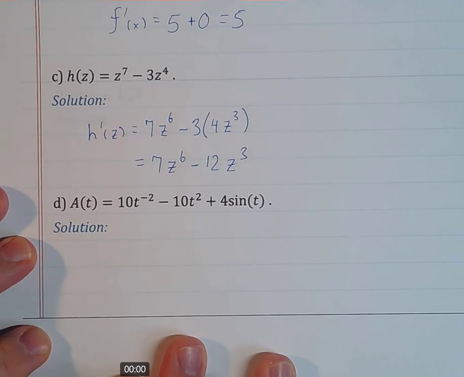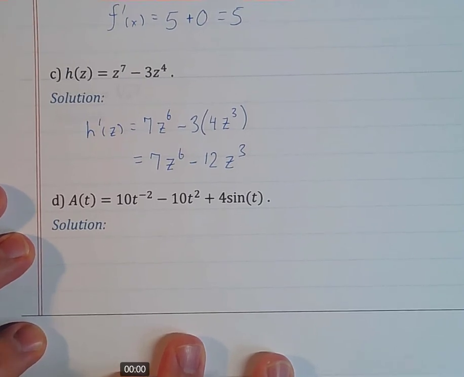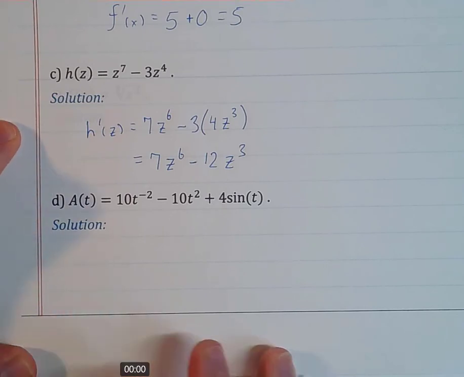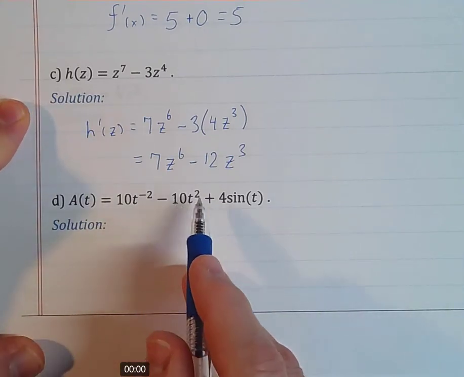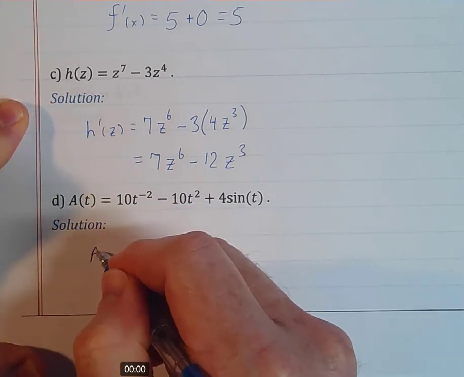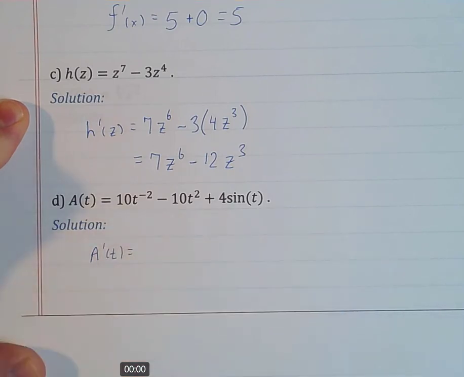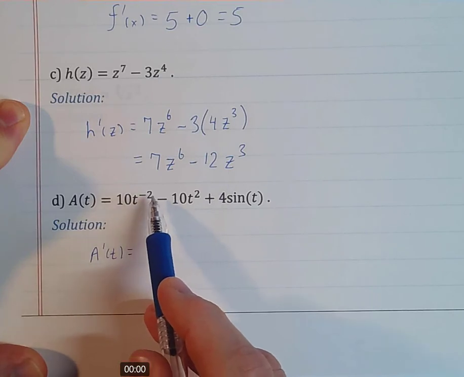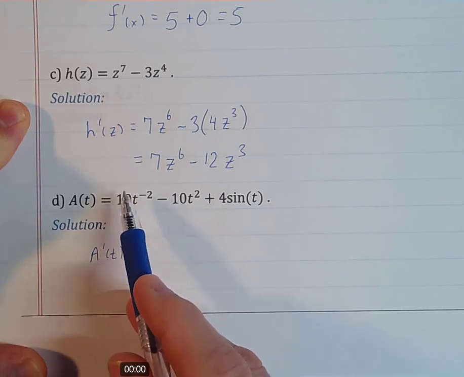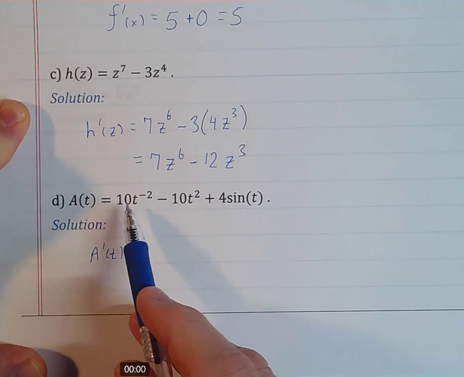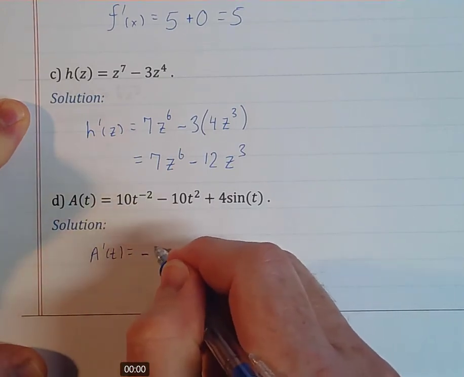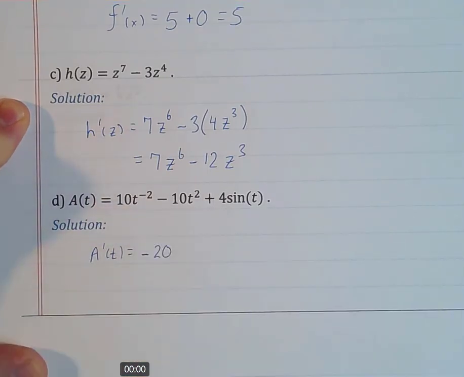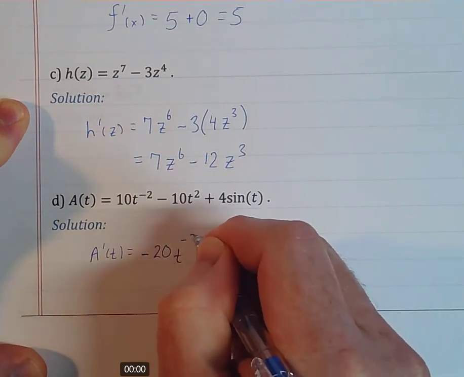All right, I want to do the derivative of A of t equals 10 times t to the negative 2 minus 10 times t squared plus 4 times sine t. All right, I'm just going to take this one term at a time. So it looks like here I've got the power rule that I'm going to have to think about. I've got t to the negative 2. Now I know that negative 2 is going to come out here in front, and there's already a 10 out there. And so I'm going to go ahead and multiply those to get a negative 20. Now I subtract 1 from the exponent.